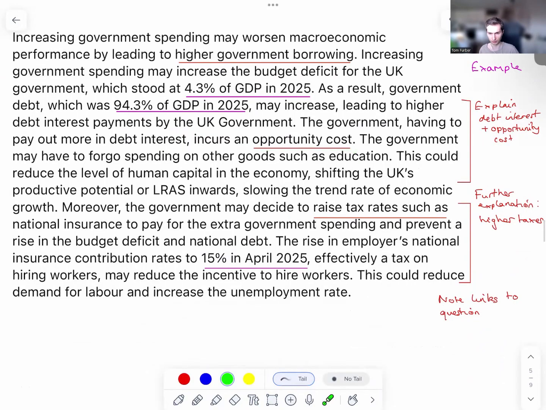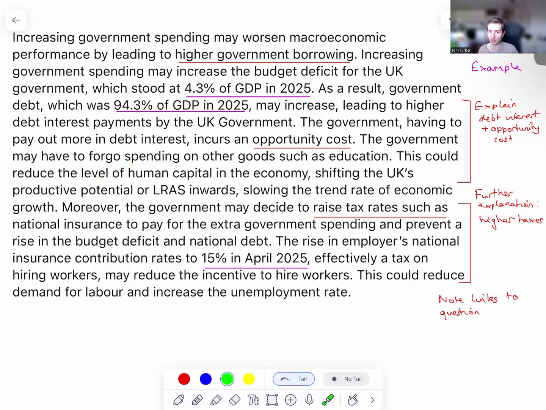What does that mean? Well, the government may have to forgo spending on other goods such as education. This could reduce the level of human capital in the economy, shifting the UK's productive potential, or the LRAS, inwards, slowing the trend rate of economic growth. So I've explained the debt interest and opportunity cost point.